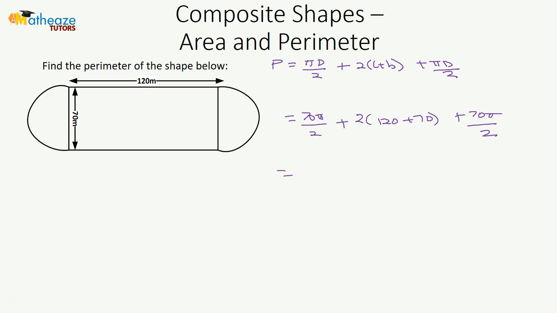So we have 120 plus 70, that's 190 times 2. We have 380 plus 70 pi. So when you compute this, we're not going to simplify pi, we're going to leave the answer in terms of pi. So this is going to give us 380 plus 70 pi meters as the perimeter of the shape given, or we can say the length of the shape.